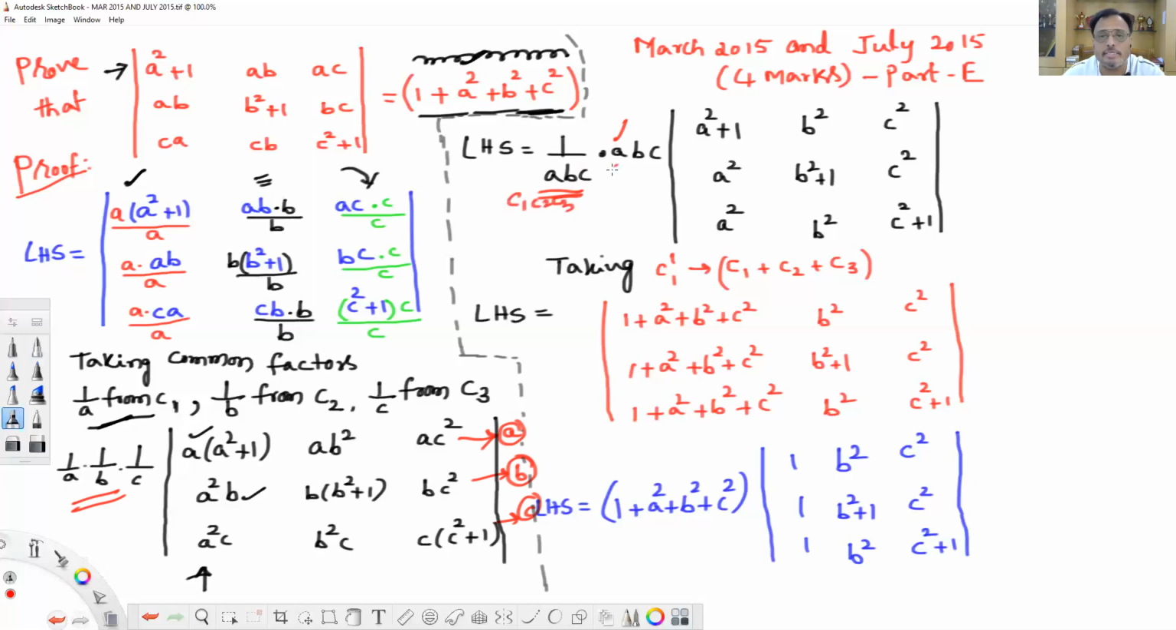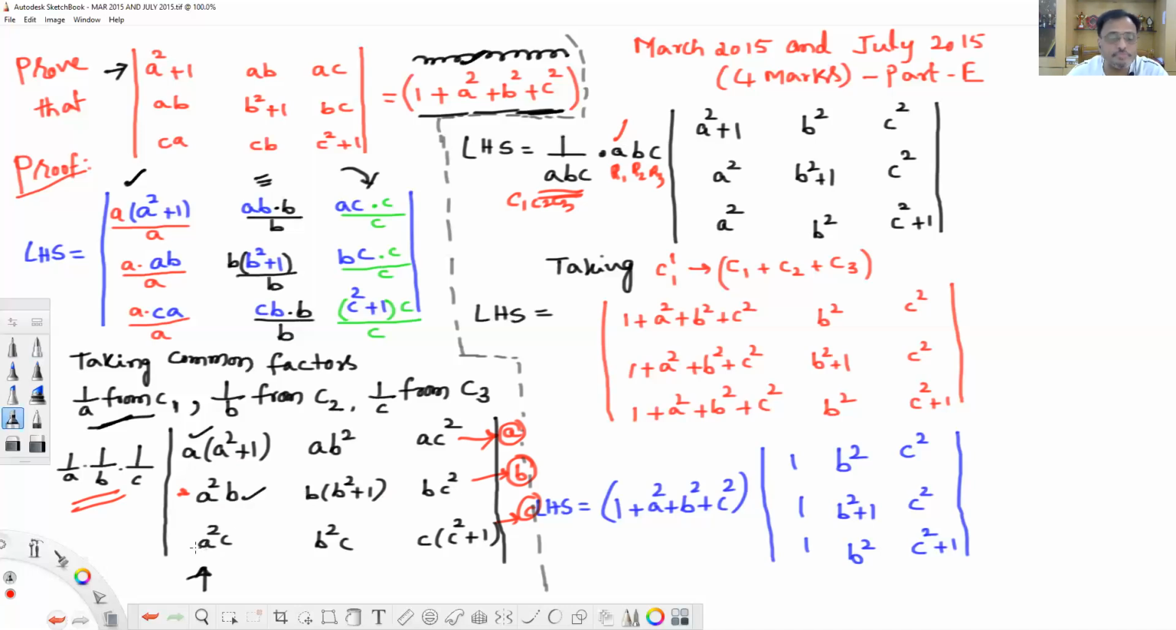Here, this is row 1 and row 2 and row 3. In the first row, I have taken A as a common factor. Then what happened? A square plus 1, B square, C square. In the second row, I have taken B as a common factor. Therefore, A square, B square plus 1, C square.